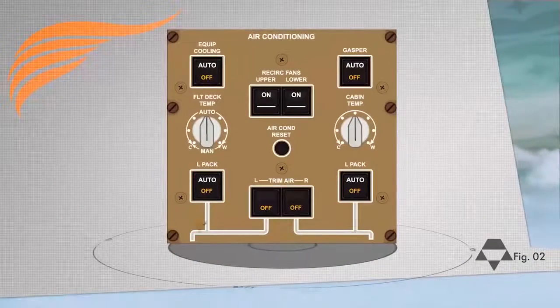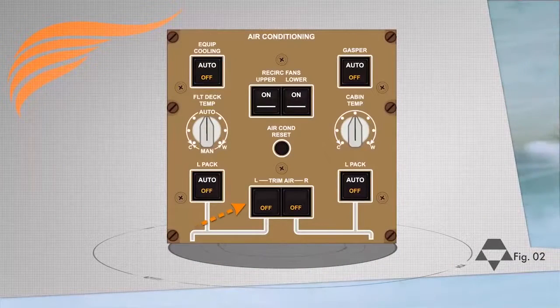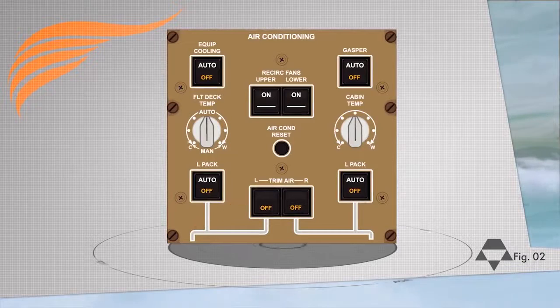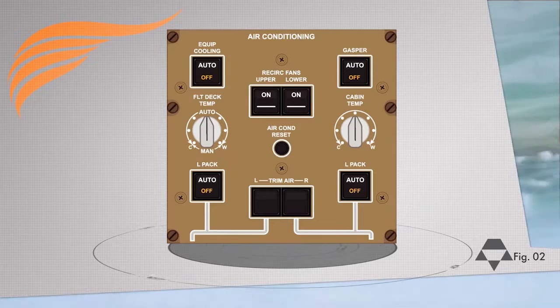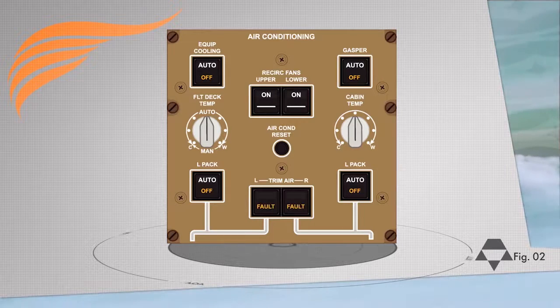Trim air switches in the overhead panel command the operation of trim air modulating valves. The trim air switches have the following positions. On: trim air modulating valves are commanded open and regulated by the cabin temperature controllers. Off, with on not visible: trim air valves are commanded closed and the fault light illuminates.